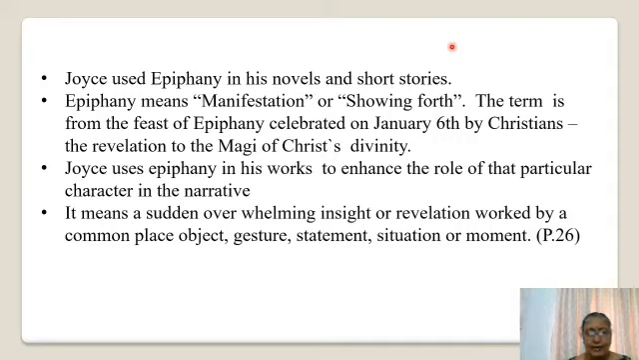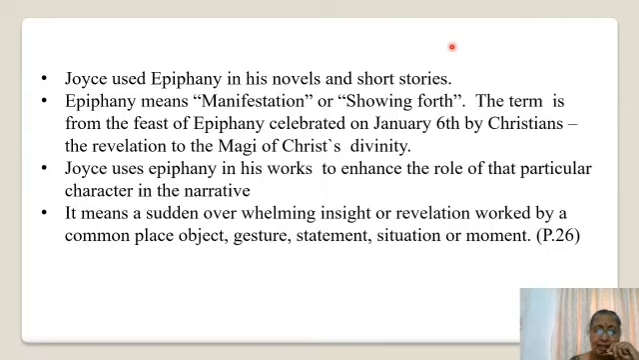And that term epiphany is used by James Joyce to enhance certain aspects of his novel, or to show the revelation that certain characters have in his novels. Epiphany, the term, means manifestation or showing forth. And it is from the Feast of Epiphany, which is celebrated on January 6th by Christians, and the revelation to the Magi.